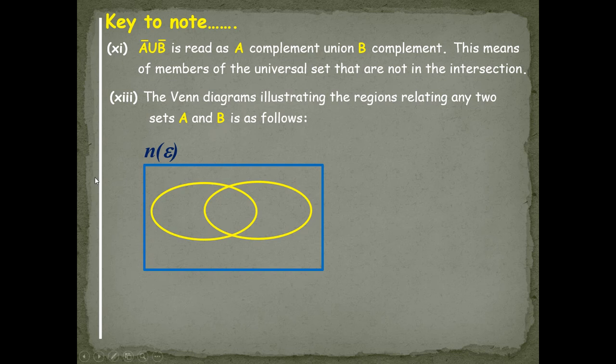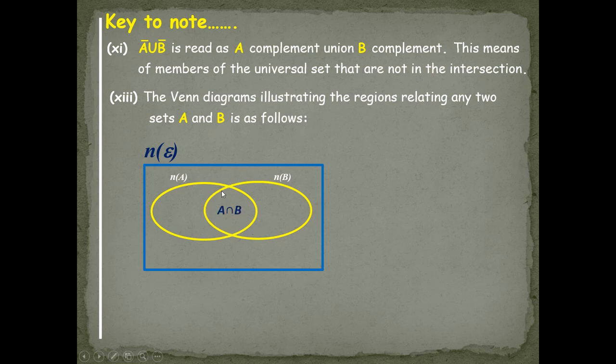This rectangle here represents the universal set. This is the symbol for universal. The whole of this rectangular part is the universal set. This is the number of A. The whole circle, the way I'm demonstrating here, is set A. Now this is set B. So this is our set B.